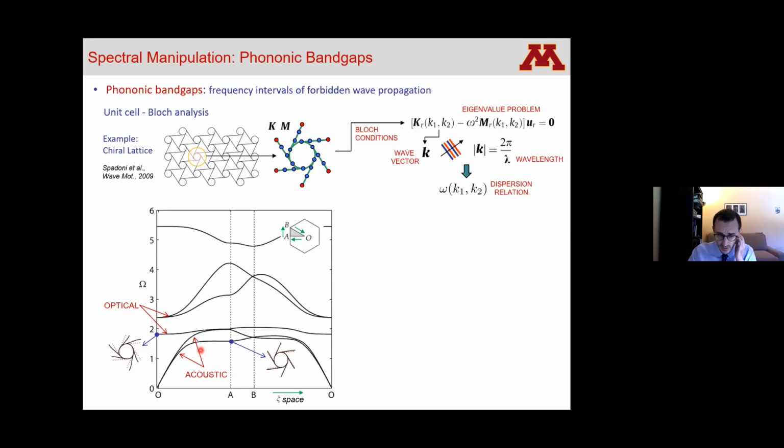Now, the interesting thing here is that you see that there are some frequency intervals where I do not have any real eigenvalues. So I do not have any branches of this dispersion relation. And these are called the bandgaps or phononic bandgaps. Essentially, they are frequency intervals where wave propagation is forbidden, or to be more precise, where wave propagation is evanescent. In other words, if I were to excite a lattice at a frequency that falls inside a bandgap, the waves will not propagate in the far field, but rather they would attenuate very sharply immediately in the neighborhood of the source.